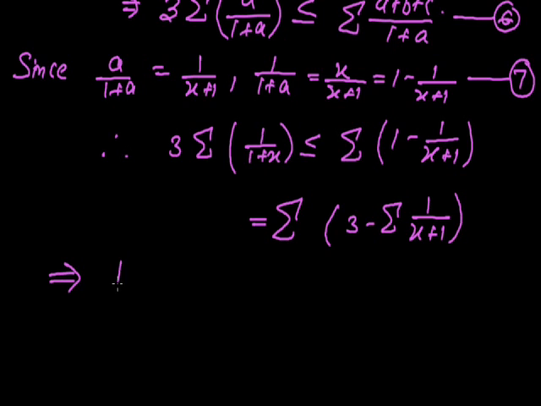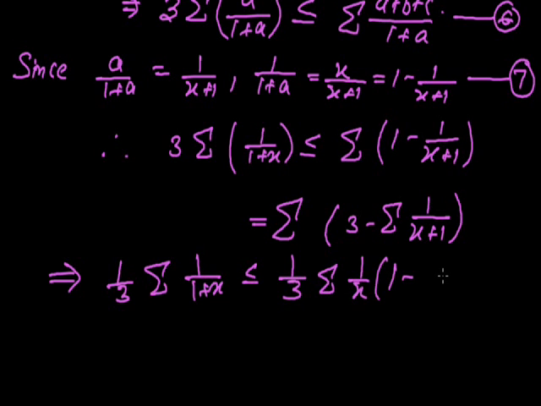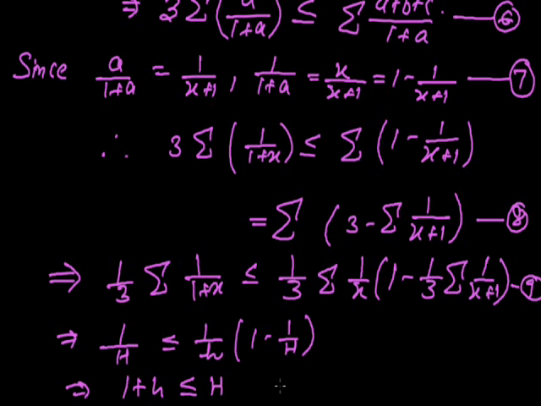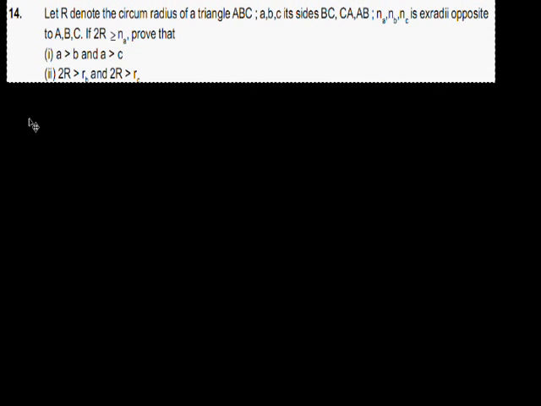That implies 1 upon 3 summation of 1 upon 1 plus x is less than or equal to 1 upon 3 summation of 1 upon x into 1 minus 1 upon 3 into summation of 1 upon x plus 1. Let it be equation 8 and this to be equation 9. From here we have 1 upon h is less than or equal to 1 upon small h, 1 minus 1 upon capital H. From here we could have 1 plus small h is less than or equal to capital H. Hence proved.